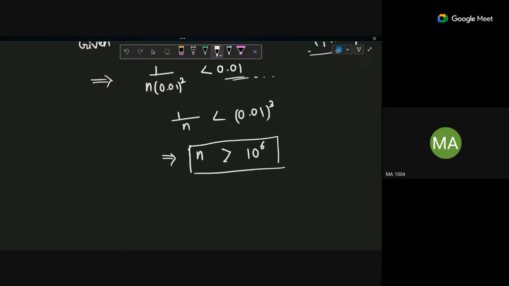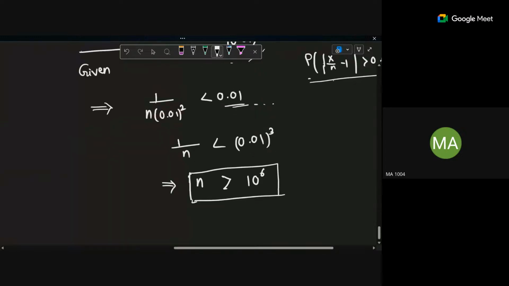So how many random variables do you need for your actual mean and sample mean to come closer to 0.01? It is 10 to the power 6, right? Ma'am, how is it greater than? Sorry? Yeah. Sorry, how is n greater than 10 to the power 6? It is less than 10 to the power 6, ma'am. Okay, once you take the reciprocal of the term, then what happens?